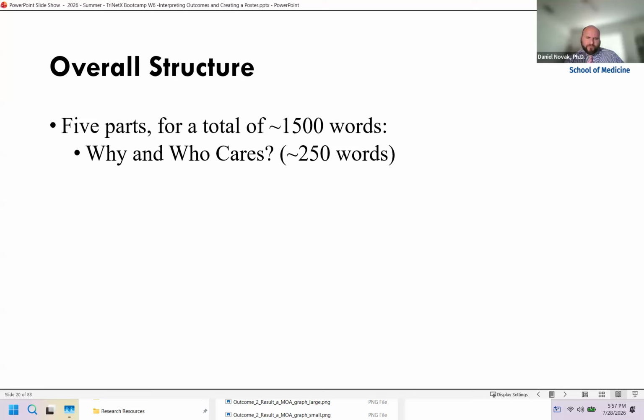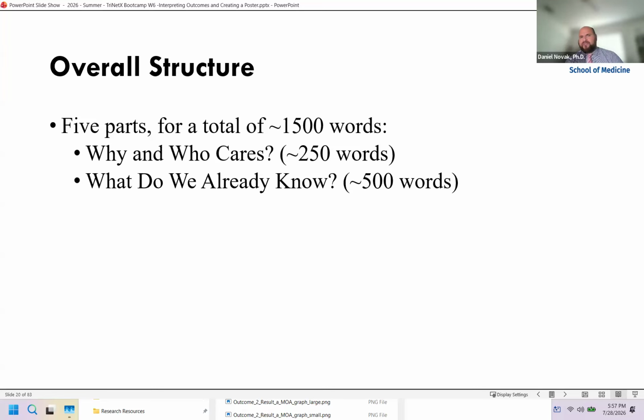So the first part of your study is going to cover roughly why and who cares for about 250 words. This is going to establish the clinical and human dimensions of why you're doing your study. And I think that's really important.